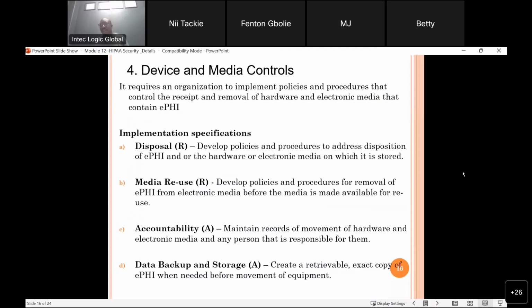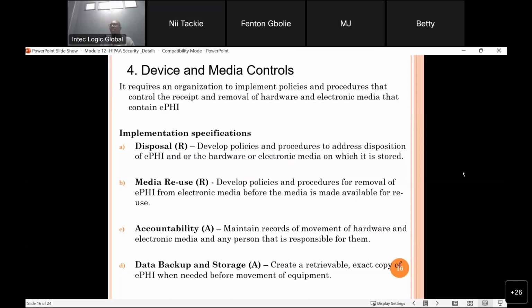Device and media control. It requires an organization to implement policies and procedures that control the receipt and removal of hardware and electronic media that contain EPHI. So it's very, very important. We often receive hardware, new computers, new hard disks and all those kinds of things that may be containing electronic PHI. So you need to know how to manage them.